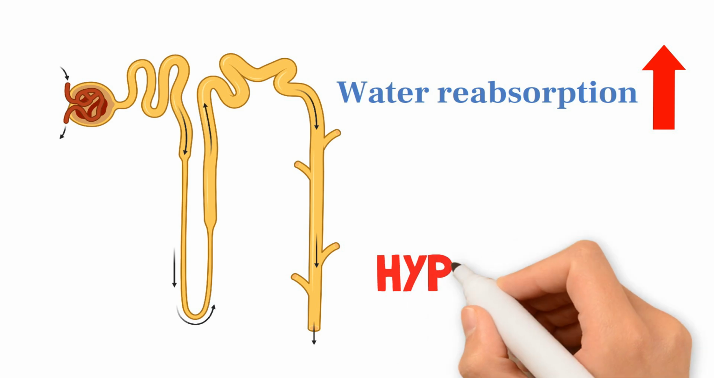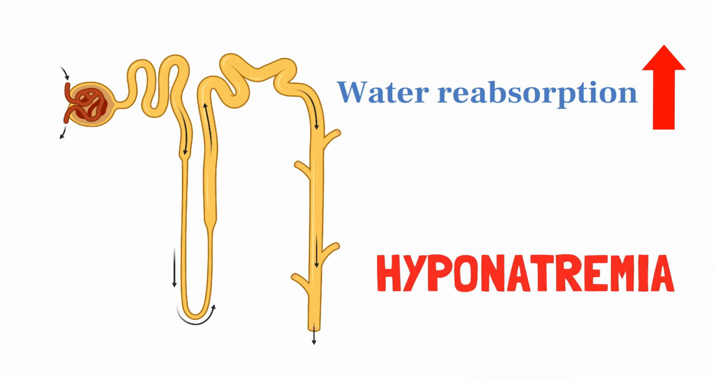So in SIADH, ADH is released in excessive unregulated quantities, thus resulting in excess water reabsorption, creating dilutional hyponatremia. Even though water is retained in quantities greater than the body's needs, these patients will typically remain euvolemic and don't exhibit features of third spacing of fluid such as edema.